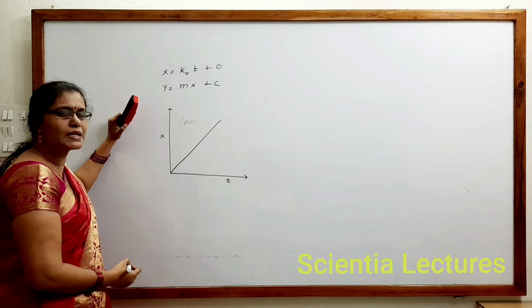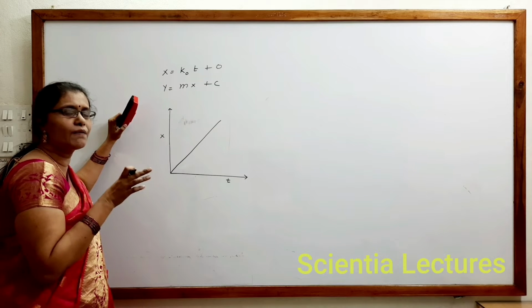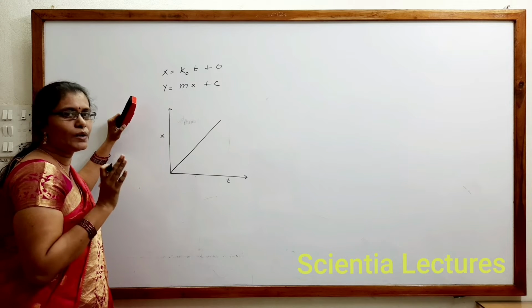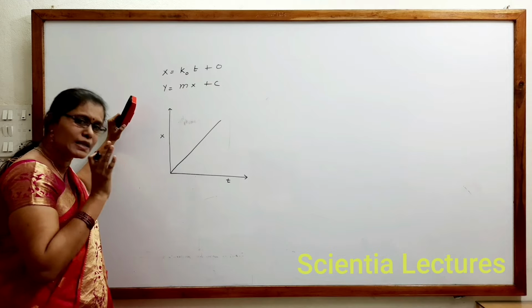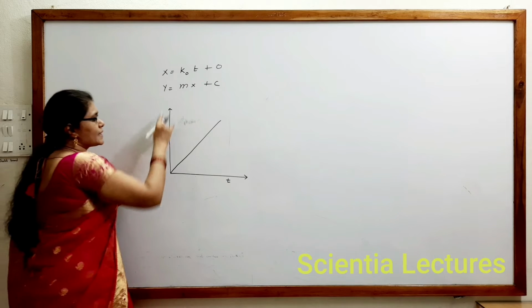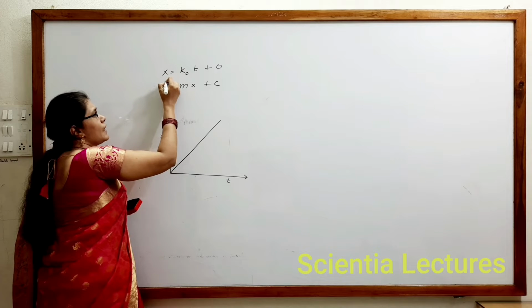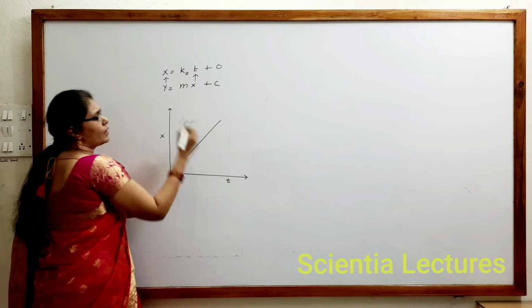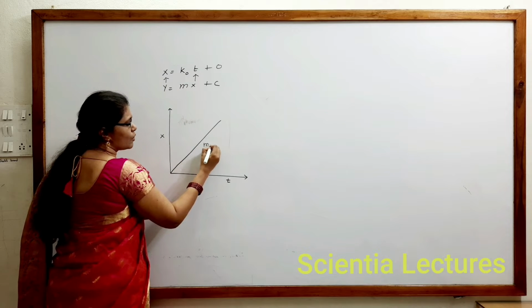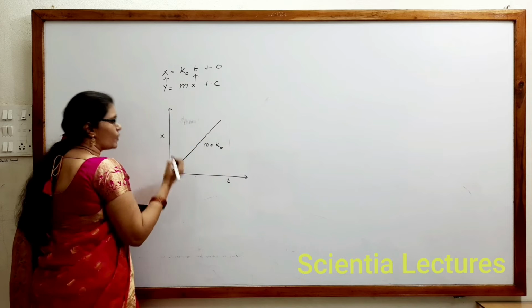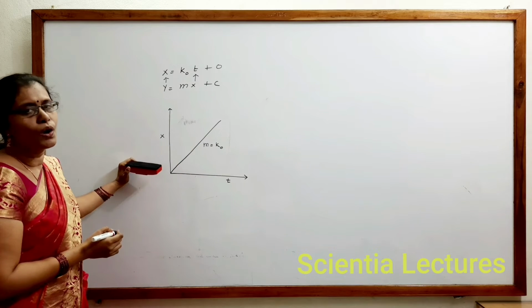Y equal to mx plus c is a straight line equation, as you have learnt in your 10th mathematics. Remember, y equal to mx plus c means you will get only a straight line graph, compulsorily. Here in the y-axis we will take the variable x, and in the x-axis the variable t. K naught must be equal to the slope. Here m must be equal to the slope. The y-intercept is 0, in the sense the straight line passes through the origin.